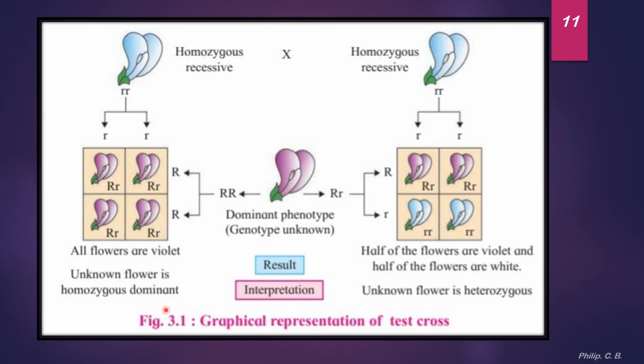Unknown flower is homozygous dominant. In this case, we can see it is 50% violet or purple color and 50% is white. So half of the flowers are violet and half of the flowers are white. Unknown flower is heterozygous. Okay, so it is a simple graphical representation showing the test cross.